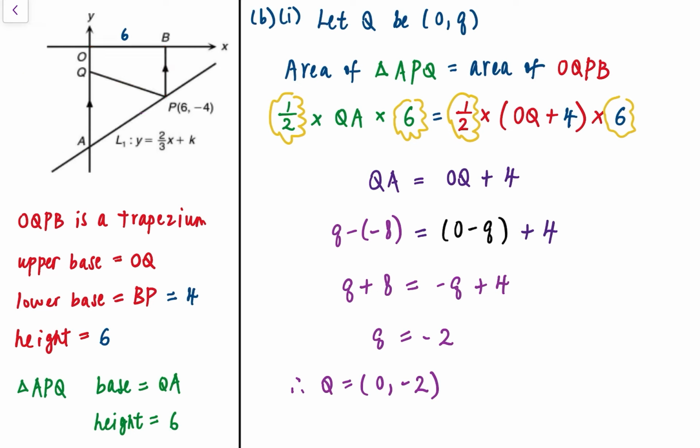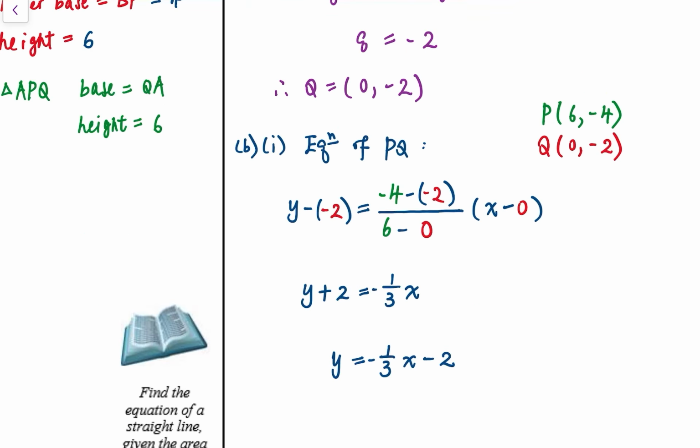Lastly, part B, part 2, find the equation of PQ. So we are using point P, (6, -4), as well as point Q, (0, -2). So finally, we get the equation of PQ, y equals -1/3x minus 2.